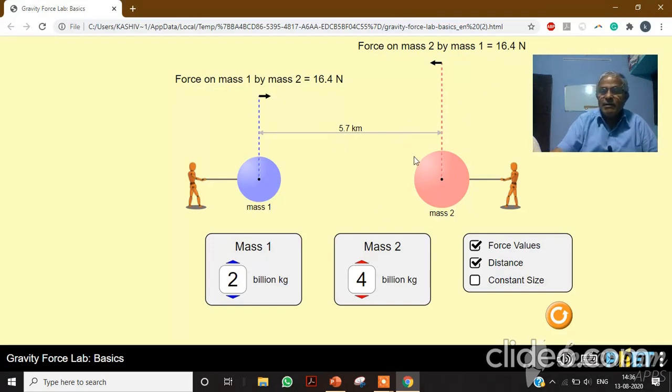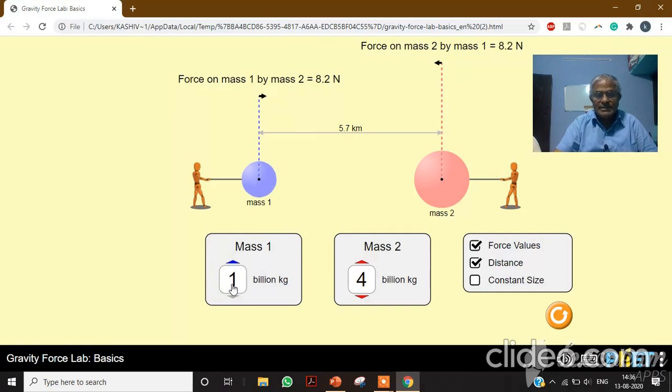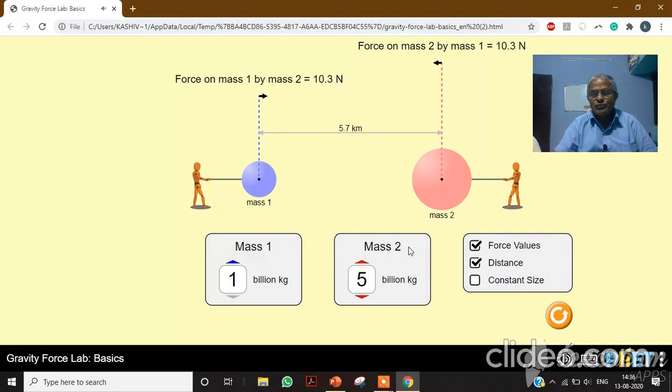If you vary the mass, you are changing mass 1. Observe this. We are decreasing mass 1 by 1 kg. Now, keeping the distance the same, it became 8.2 newtons. Again observe here, we are increasing mass 2, then the calculated value is 10.3 newtons. So we can either change the masses or we can change the distance.